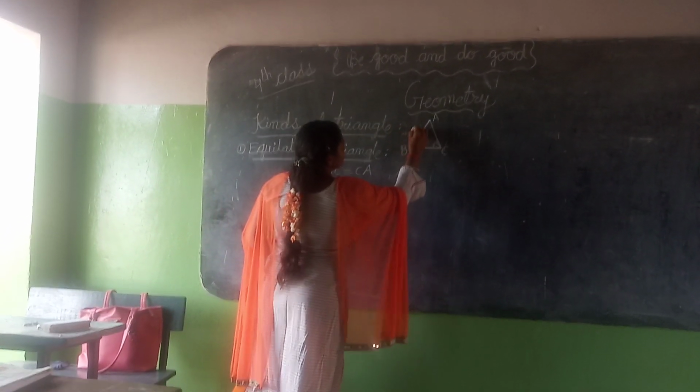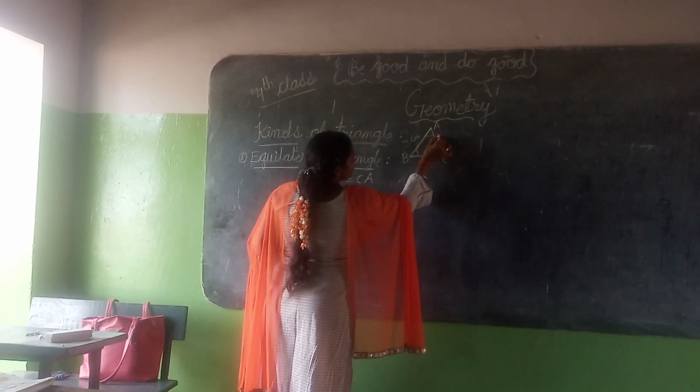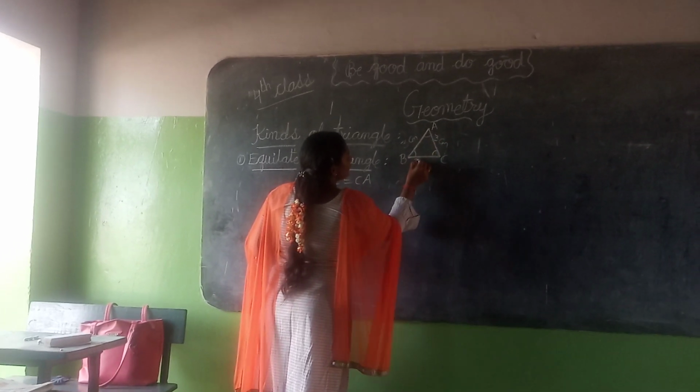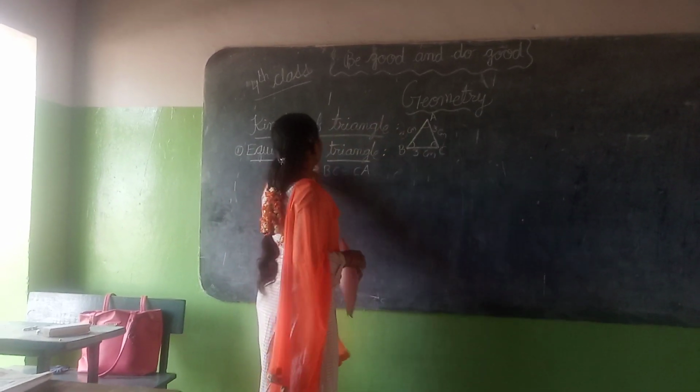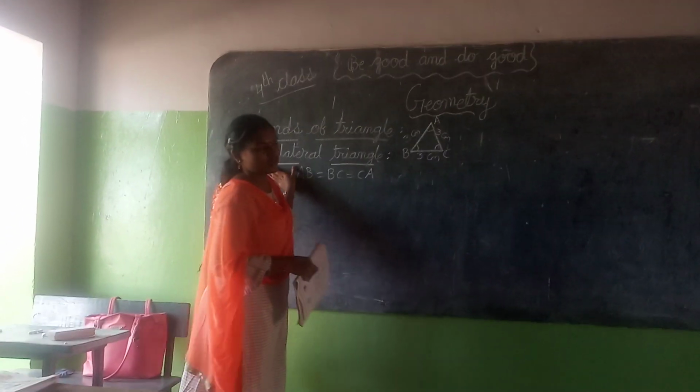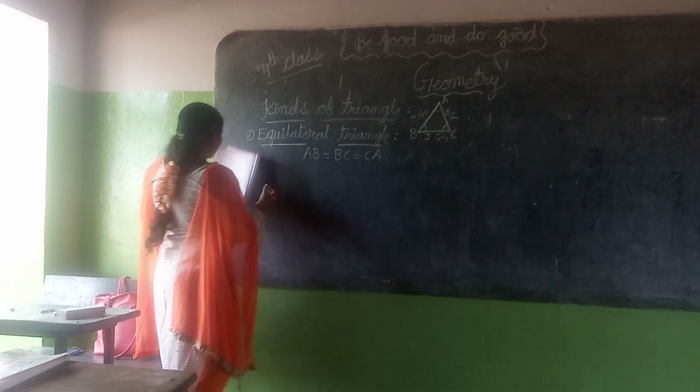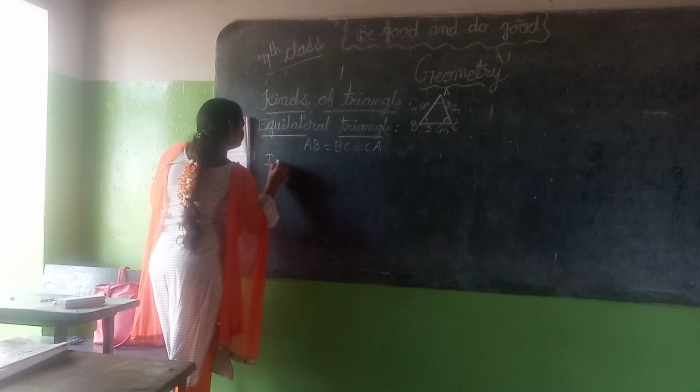In this side 3 centimeters, in this side 3 centimeters, in this side also 3 centimeters. These three sides are equal. The triangle is called an equilateral triangle. Okay? And the second triangle is an isosceles triangle. What is an isosceles triangle?